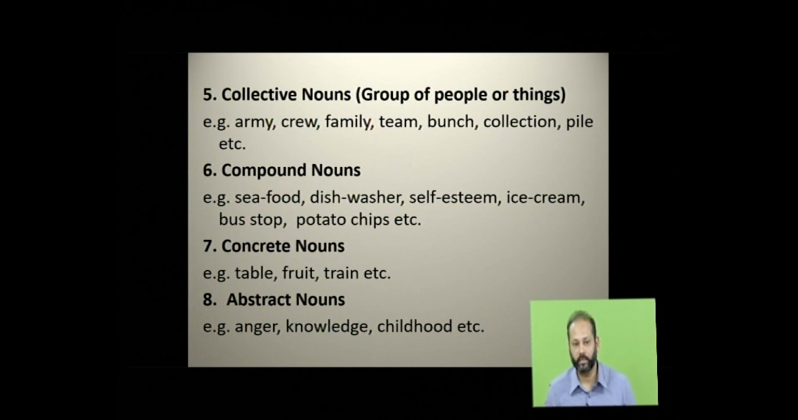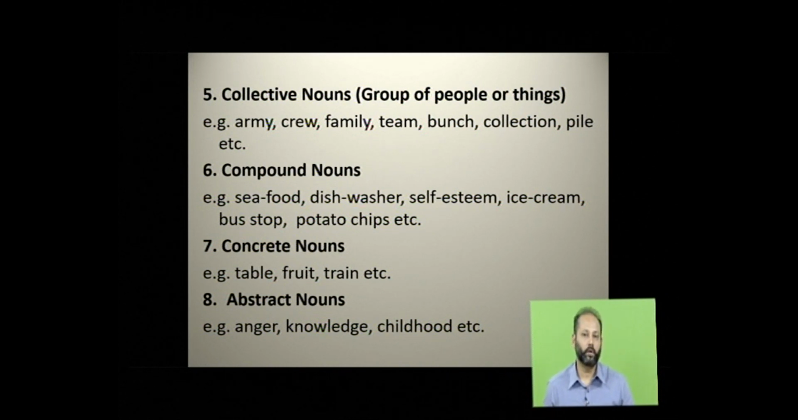Opposite to that is an abstract noun. Abstract, that you cannot touch, you can just feel. That is abstract. It can be any idea. Say for example, anger. Anger is an emotion. So anger is an abstract noun. Knowledge, childhood, etc. There are so many other abstract nouns. Understand the difference between concrete and abstract nouns.